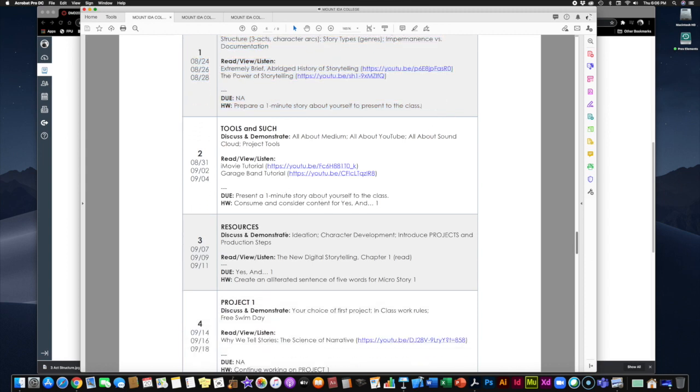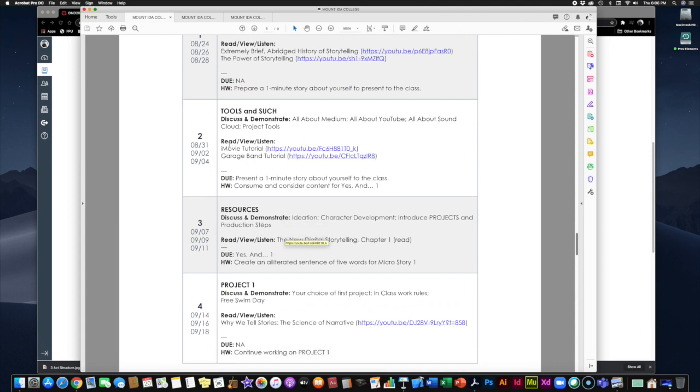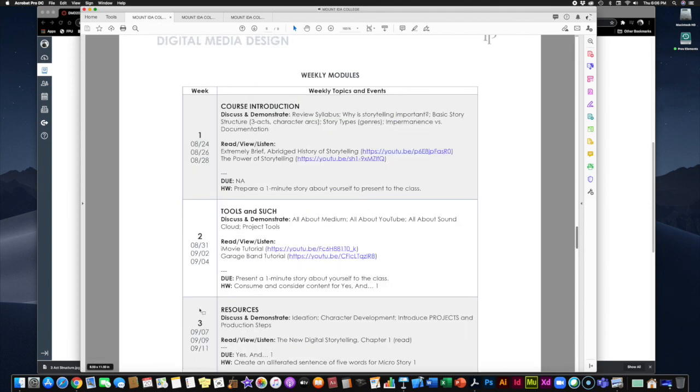Okay? So I'm not going to go through this whole thing, but you go through it just so you can sort of see the trajectory of what we're doing from week to week, when things are due, and I put the dates for this particular semester here so you can match them up with your actual calendar.